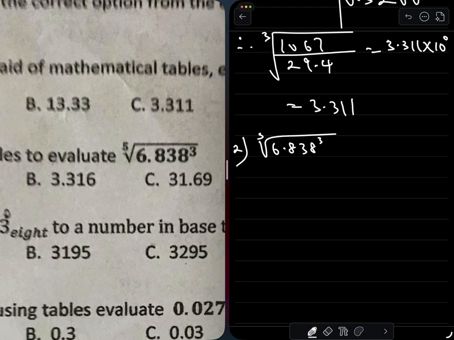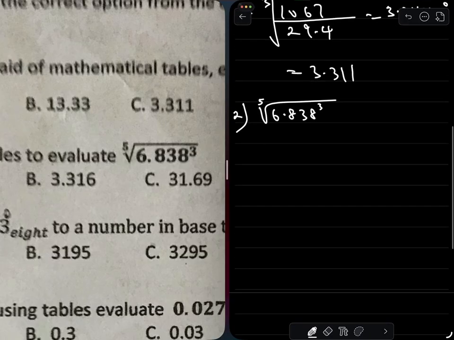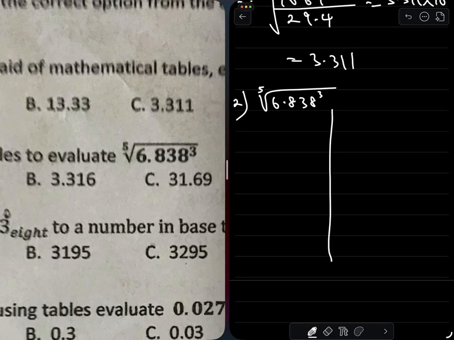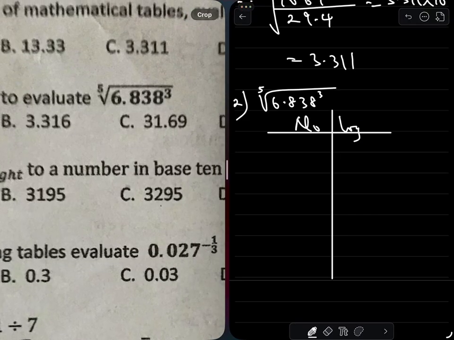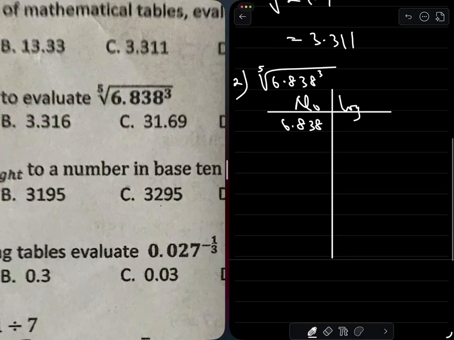In this exam, you are not allowed to use a calculator. Everything you do is without a calculator. If you need to calculate anything, you use a 4-figure table. So let's go: number, logarithm. It's just one now: the fifth root of 6.838 raised to the power 3. The number is 6.838. What's the characteristic of its logarithm? 0. So we have 0 point.